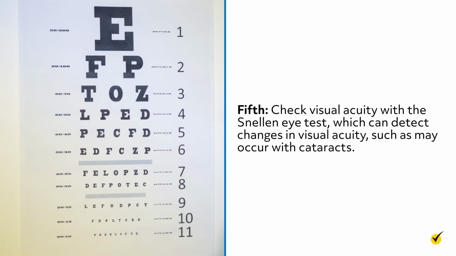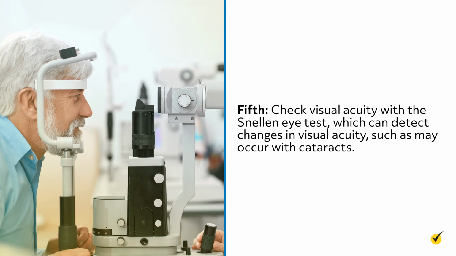Fifth, check visual acuity with the Snellen eye test, which can detect changes in visual acuity such as may occur with cataracts. Vision may also be checked with the Amsler chart, which is a grid that can help to detect visual distortions, a first sign of macular degeneration. If there is evidence of visual changes, then the intervention is to refer the person to an ophthalmologist for examination. If a medication may be causing the visual disturbances, then it may need to be stopped, switched, or reduced if possible.